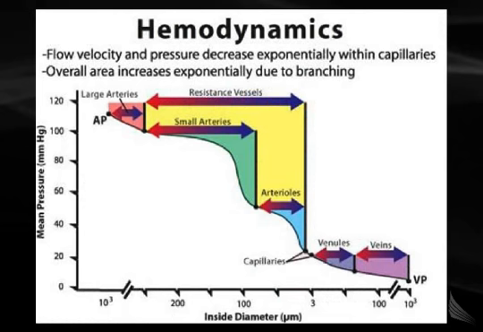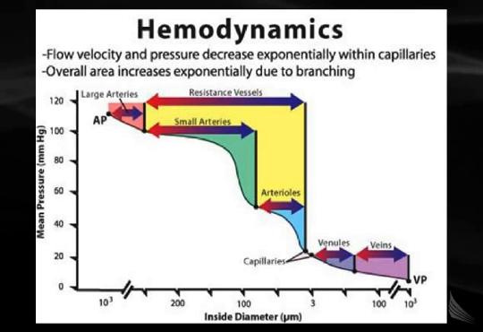This is a graph that shows the mean pressure on the y-axis and the diameter of the blood vessel on the x-axis. What you see is that as the blood vessel size decreases, from the large arteries all the way down to the capillaries, the pressure drops as well. The pressure in the large arteries is between 100 to 120 millimeters of mercury. And then the resistance vessels occur. Those are the small arteries and the arterioles.